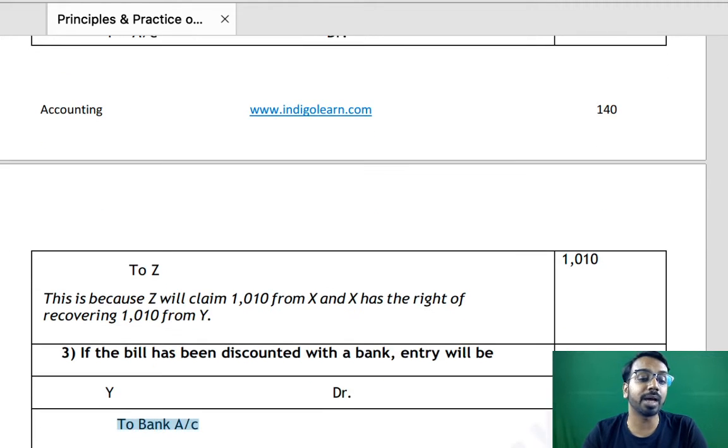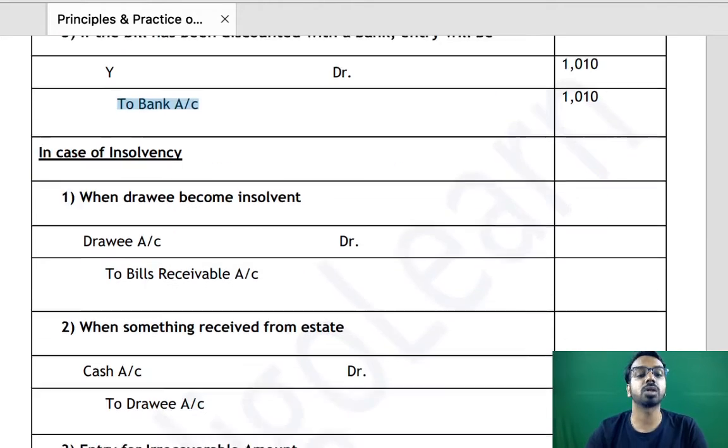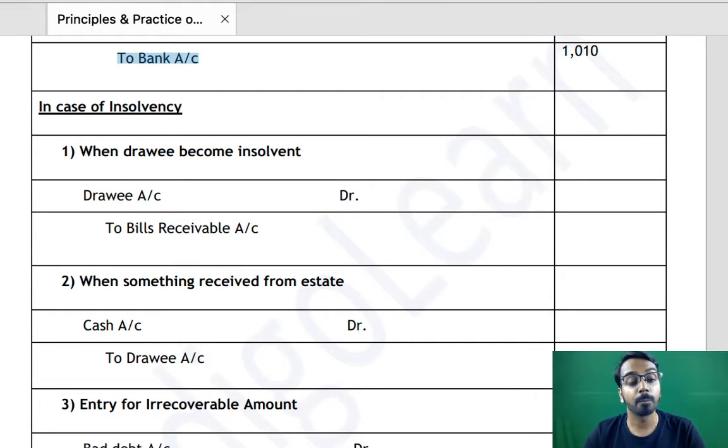Now, sometimes what may happen is the drawee may become insolvent. Now, what do you mean by insolvent? Insolvency means the liabilities the drawee has are much more than the assets, and the drawee is unable to settle any or a part of their liabilities. In that case, what do you do?